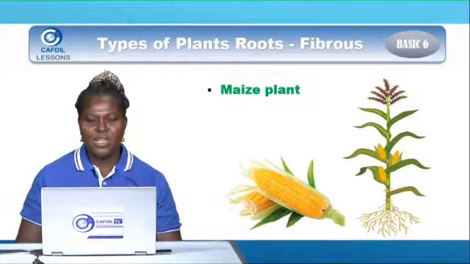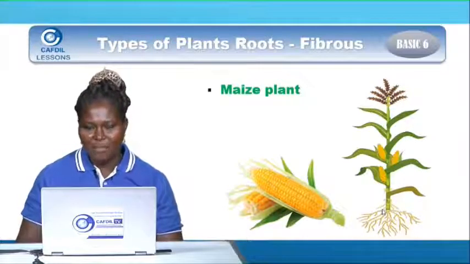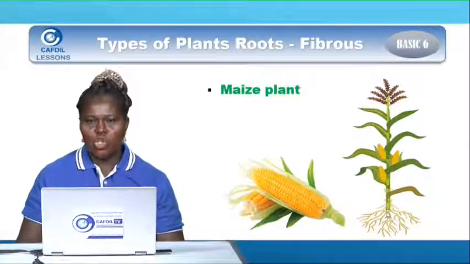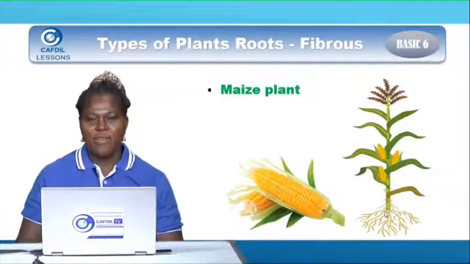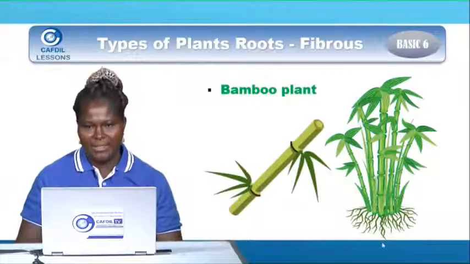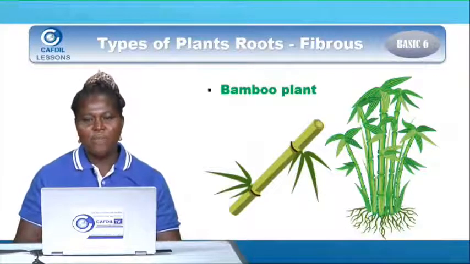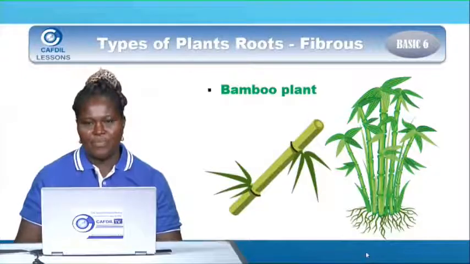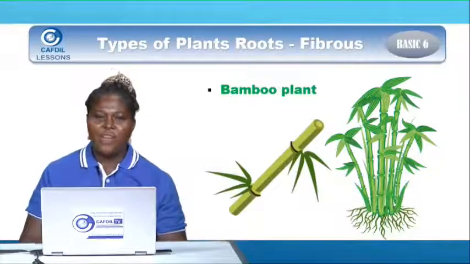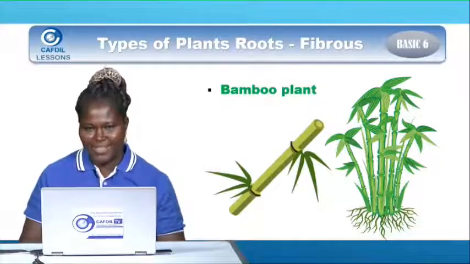And we have the maize plant on our screen. Look at how the leaves are coming from the stem, the base of the stem. So maize plant is a fibrous root plant. Maize. Another one is the bamboo plants. The leaves are coming from the base of the stem. The same thing applies to sugarcane. Sugarcane is also a fibrous root plant.